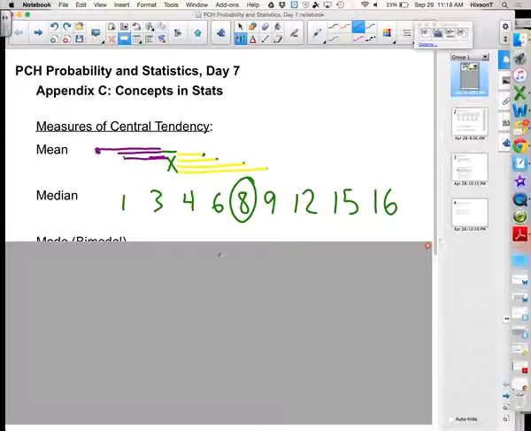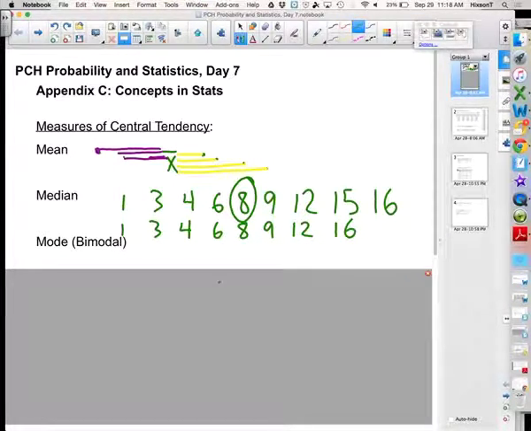However, if we had only 8 scores, let's take away this 16. Then we have to consider the fact that there are kind of 2 in the middle. There's that 6 and the 8 in the middle. And does anyone remember what we need to do with that, Dallin? You add them up and divide them by 2. Okay, you're finding the mean of the 2 middle scores. So in this case, the median would be 7.